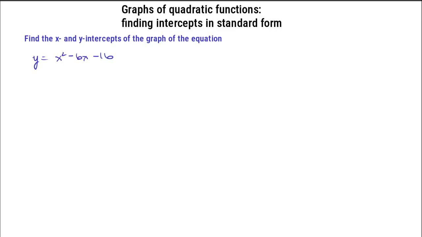How do we find x and y-intercept when we're given a quadratic equation in standard form? Well, let's try y equals x squared minus 6x minus 16. So standard form makes it easy to find the y-intercept. Let's start there.